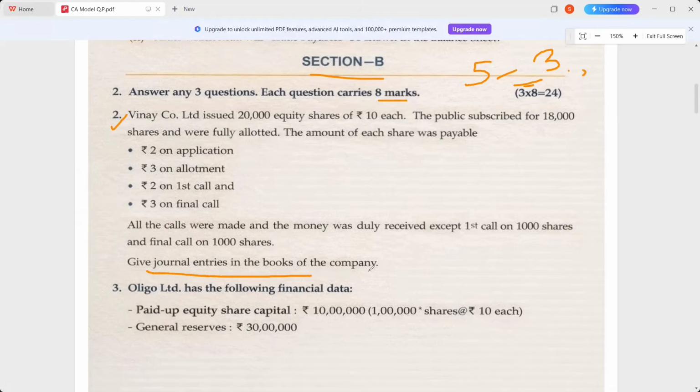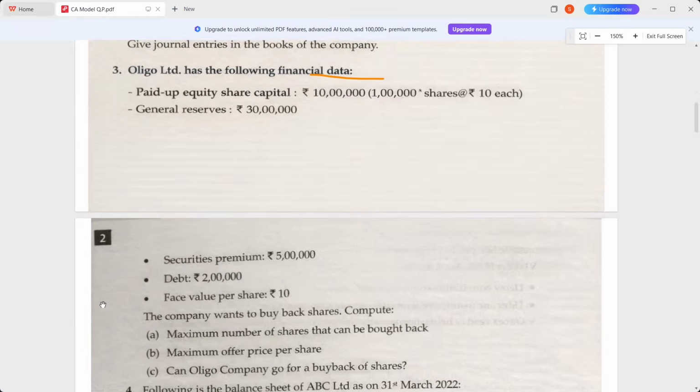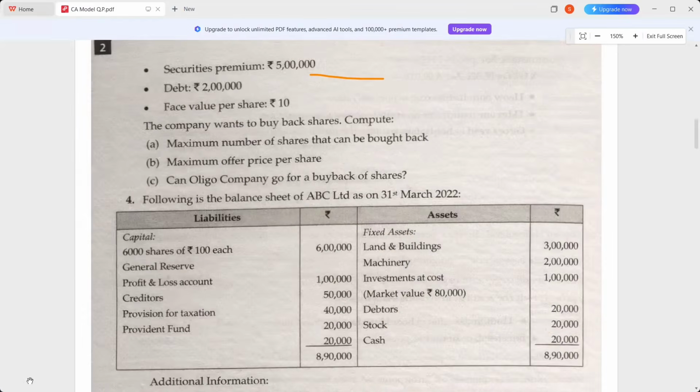Give the journal entries in the books of the companies. So only simple problems you can expect, where 6 entries or 8 entries will be there, including calls in arrears, share premium or calls in advance entries. The second question is given on buyback of shares. Here they are asking just the calculation.